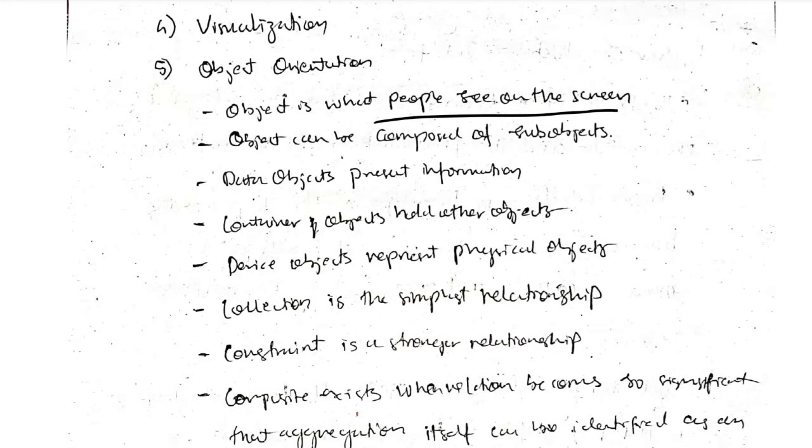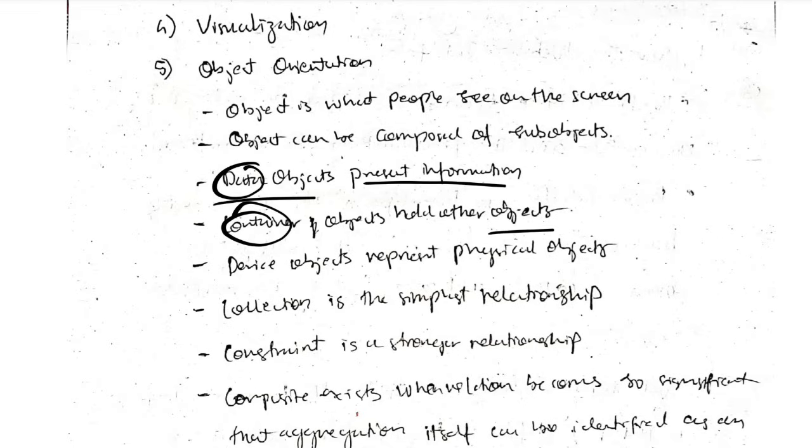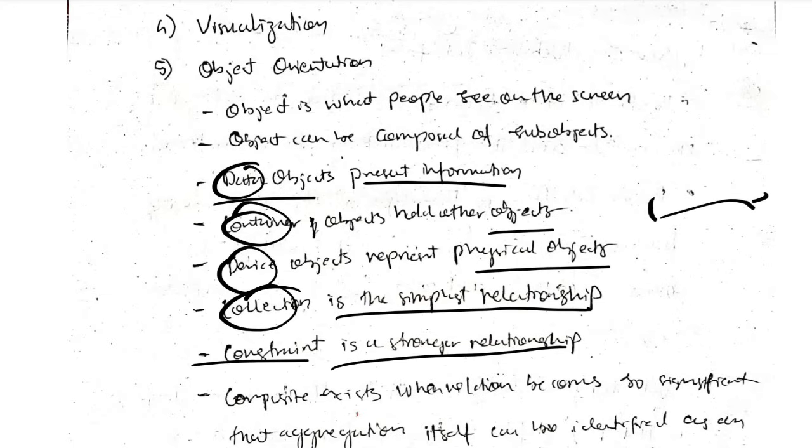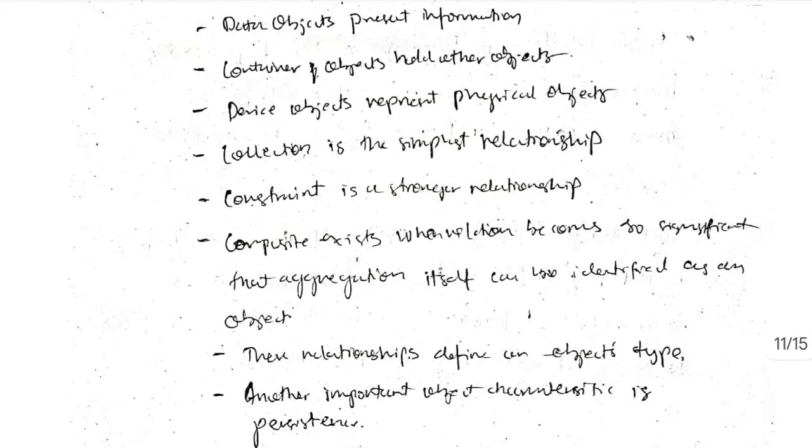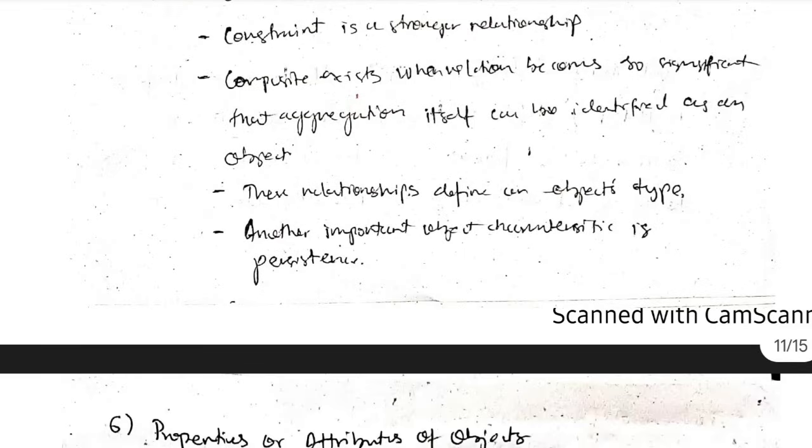What the people see on the screen is composed of sub objects, and data objects present information. There are different kinds of objects. For example, data objects present information, container objects contain another object, device objects represent physical objects, a collection is a simple relationship between two different objects, and a constraint is a stronger relationship, meaning a limitation imposed upon the object. Composite exists when the relation is so strong that it's like aggregation. Okay. And these relationships define an object type.